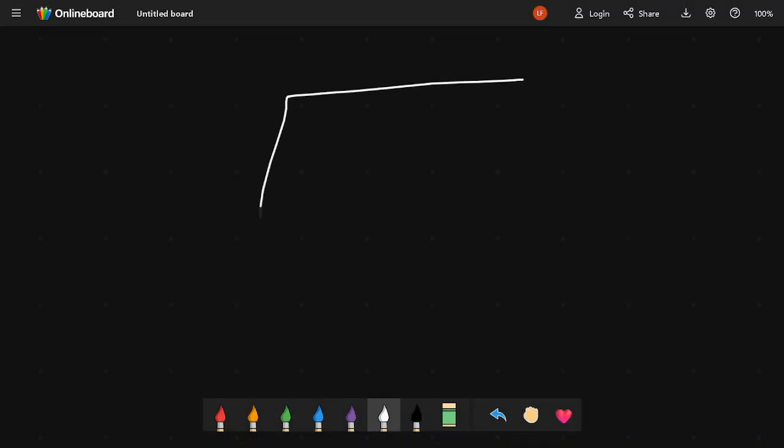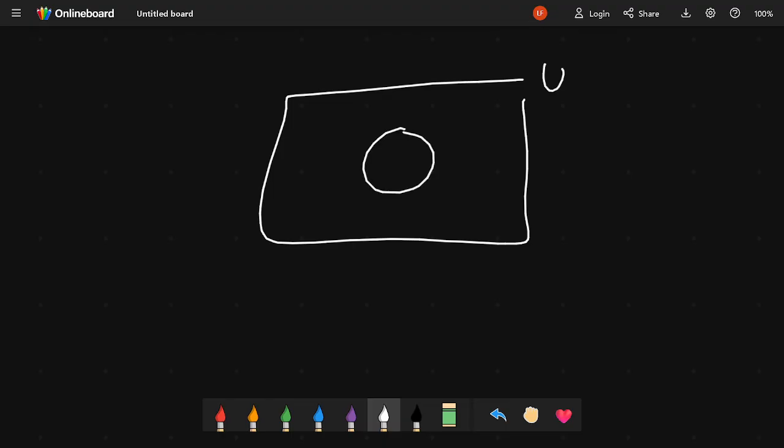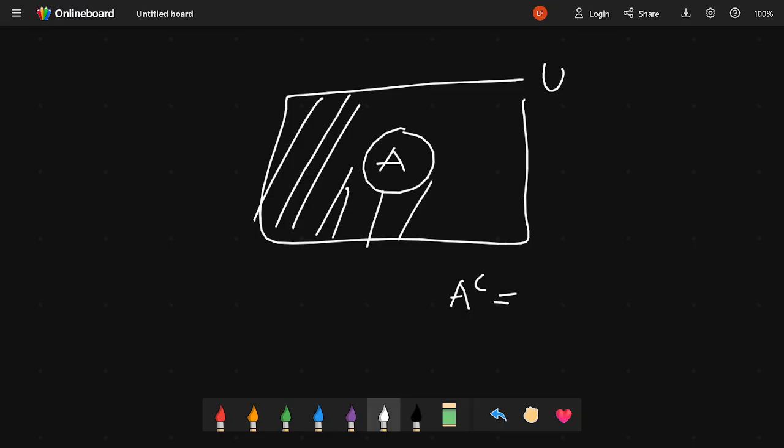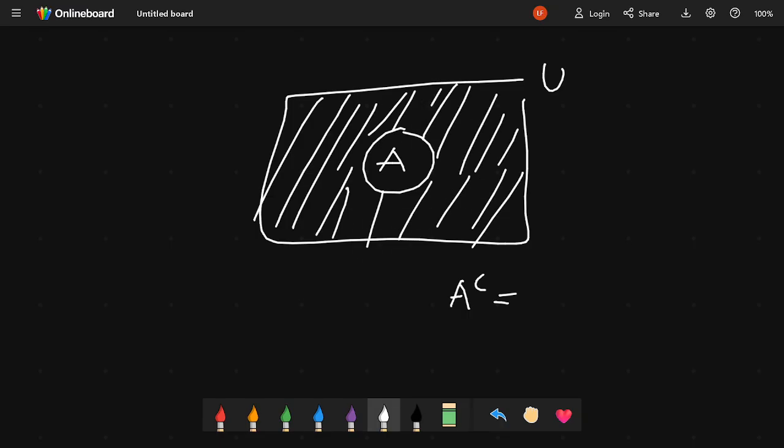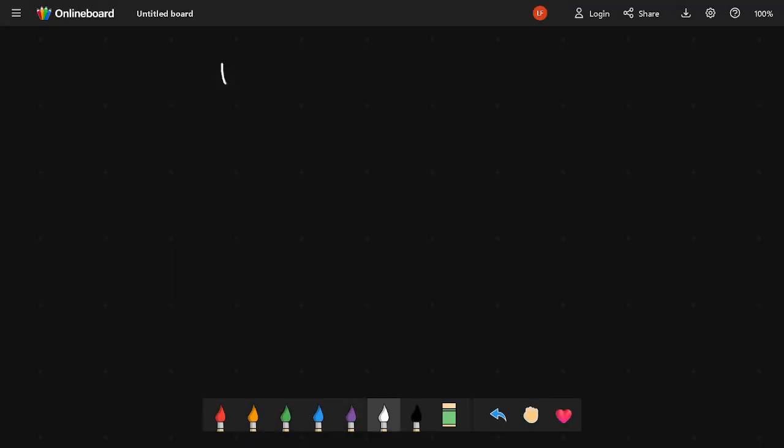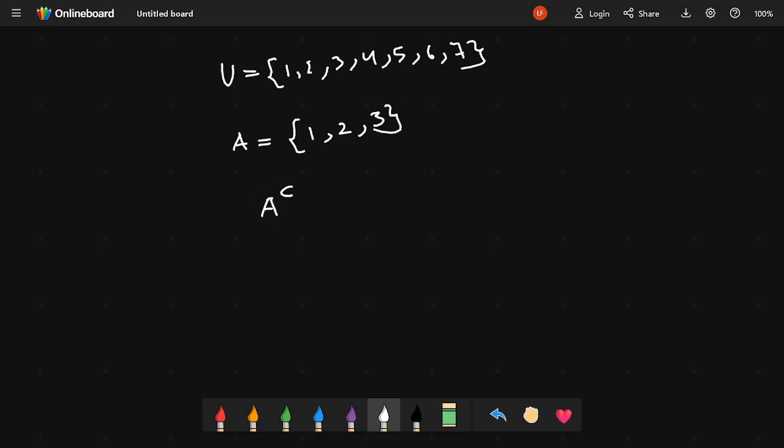Now we're going to talk about complements of a set. If this is your universal set, and this is your A set, the complement of your A set is going to be everything that exists outside of your A set, but is still contained inside of the universal set. For example, if I give you your universal set is equal to 1, 2, 3, 4, 5, 6, and 7, and your A set is equal to 1, 2, and 3, your A complement, or you could also write this as A dash, would be everything that exists outside of A, which is 4, 5, 6, and 7.